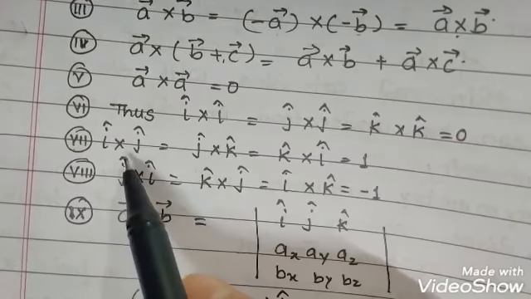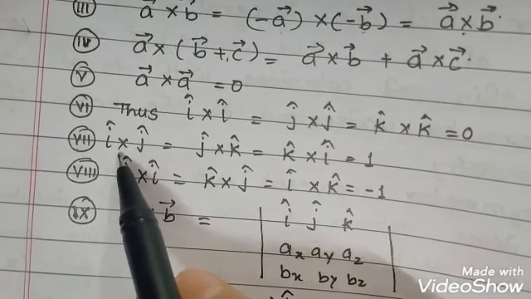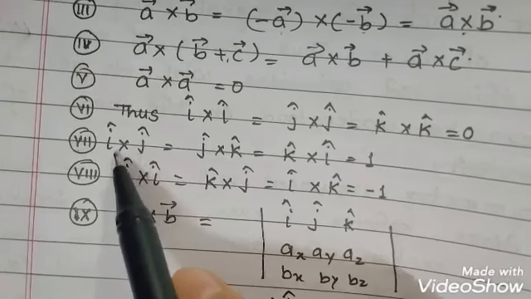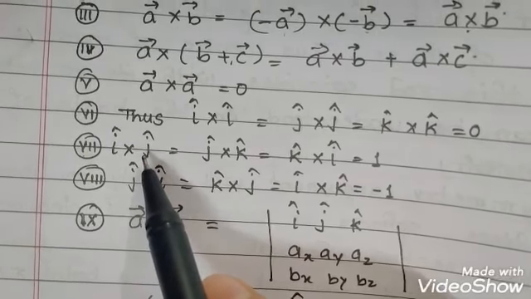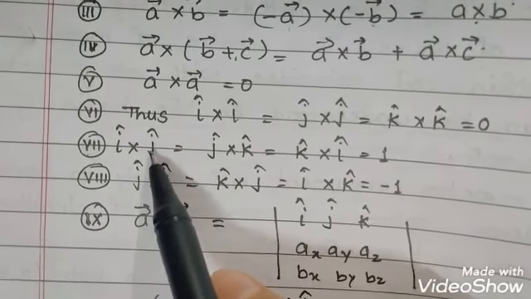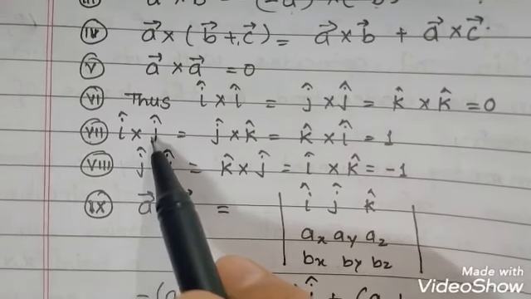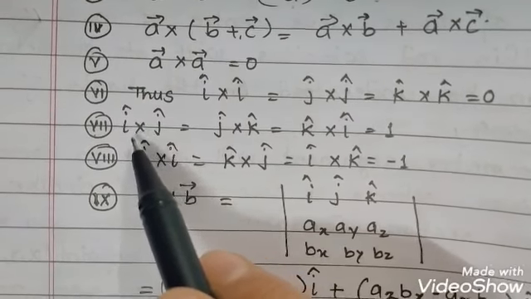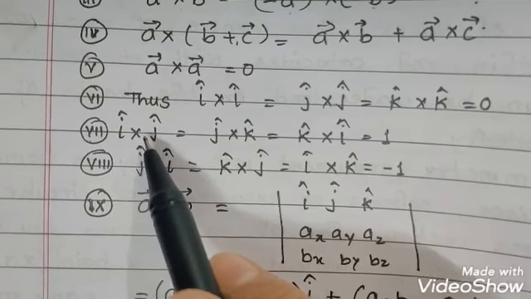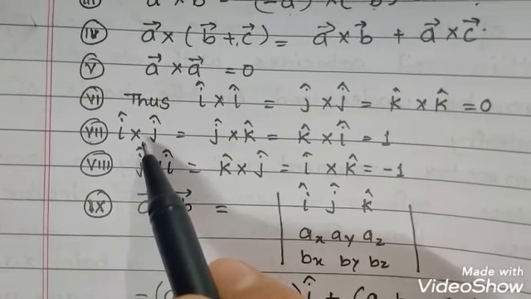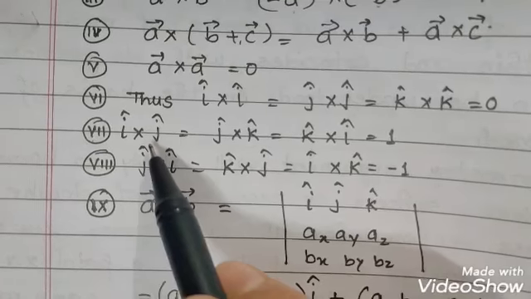And if it is i cross j, these are perpendicular vectors. i and j are perpendicular unit vectors, the angle between them is 90 degrees and sine 90 is 1, and i and j also have the same magnitude, that is 1. So 1 into 1 into 1 is equal to 1 here.